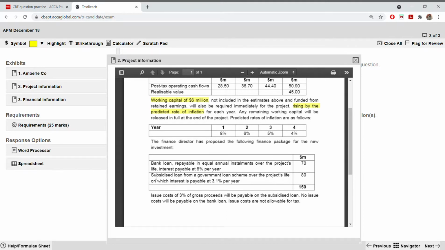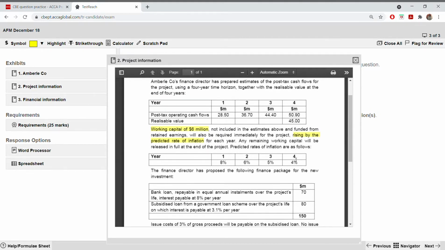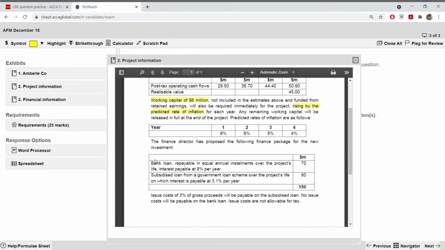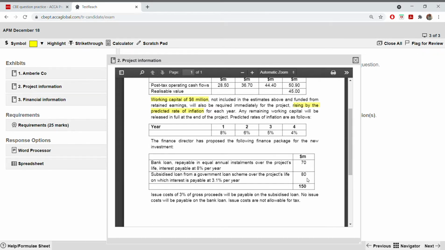Now all these things, the subsidized loan and all, what do you need them for? The adjusted present value calculation. Subsidized loan from a government loan scheme over the project's life, on which interest payable is 3.1% per year. This table is given to you to calculate adjusted present value. Up to this much you will be able to calculate inflation, but when you come to these two items, 70 million and 80 million, you have to use them for adjusted present value. Next we have issue cost.